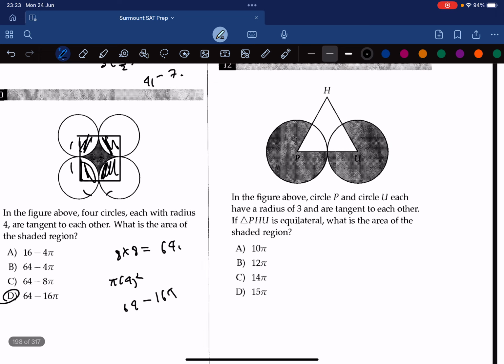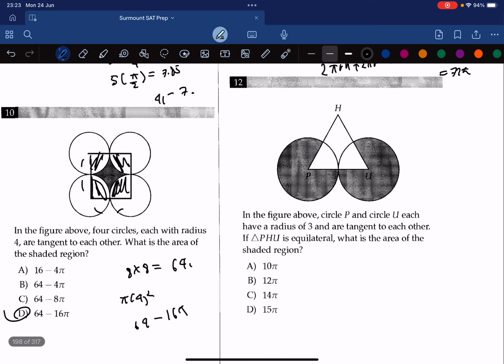In the figure above, circle P and circle U each have a radius of 3 and are tangent to each other. If this triangle is equilateral, what is the area of the shaded region? So to solve this problem, we must recognize that P and U each have the same area, which is pi times 3 squared, which is 9 pi.